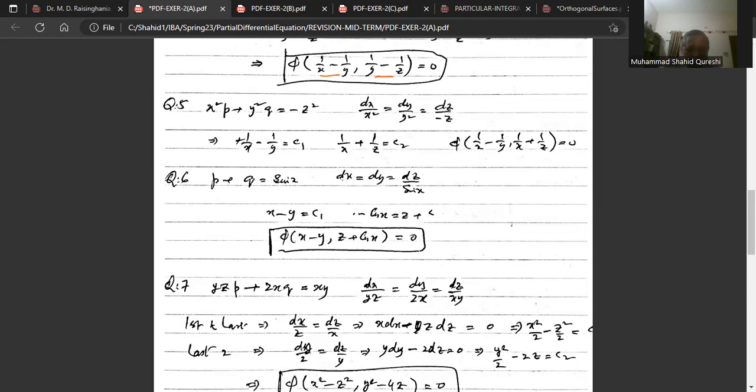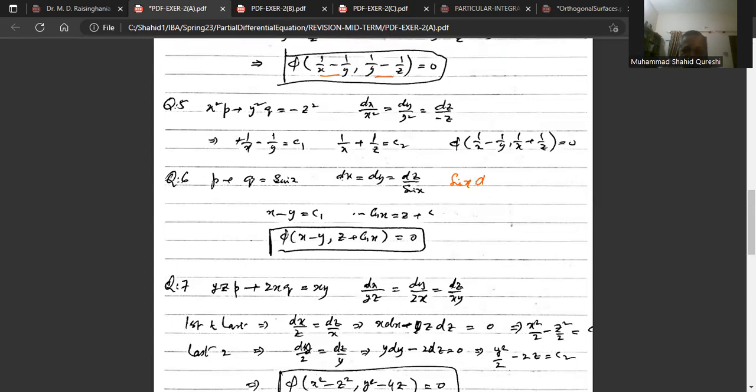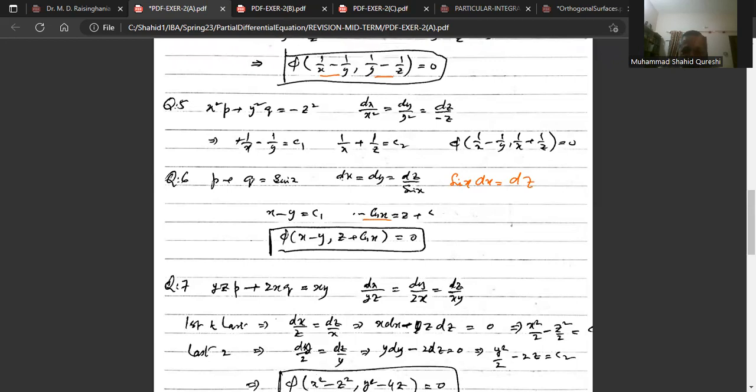Now this is pairwise variable separable. First, sine x multiplied, sine x dx is equal to dz, and that gives you minus cos x is equal to z plus c. Whereas the first pair dx is equal to dy gives you x is equal to y plus some constant, so x minus y. So one curve is this, another curve is this. So we can write this as z plus cos x.